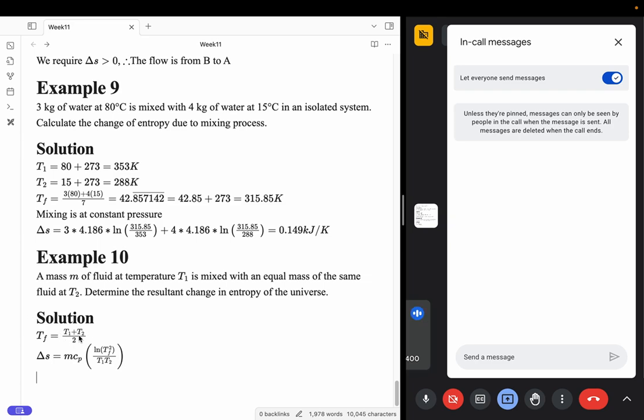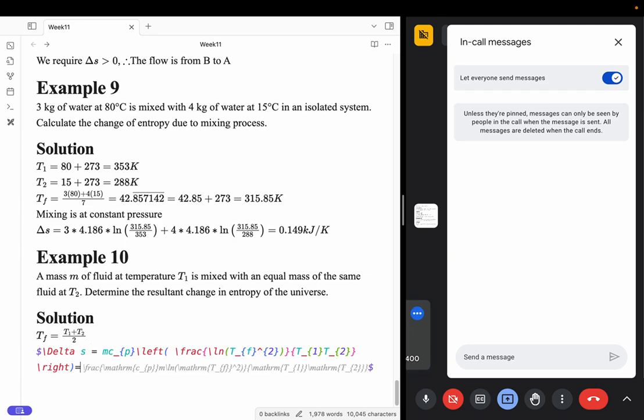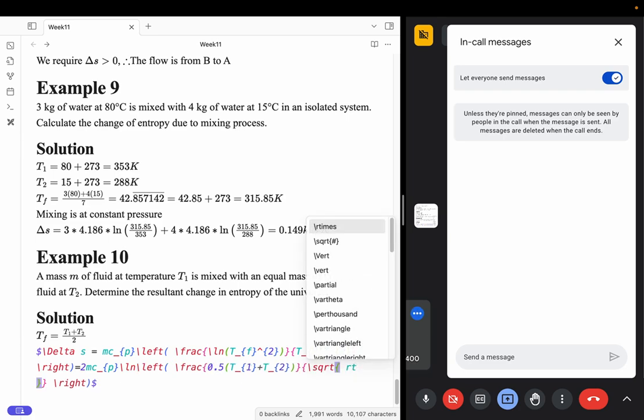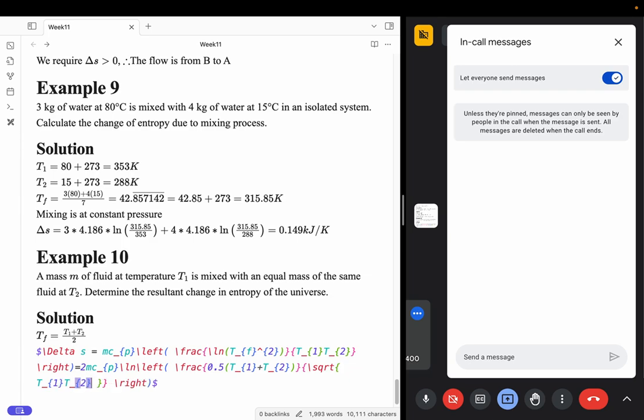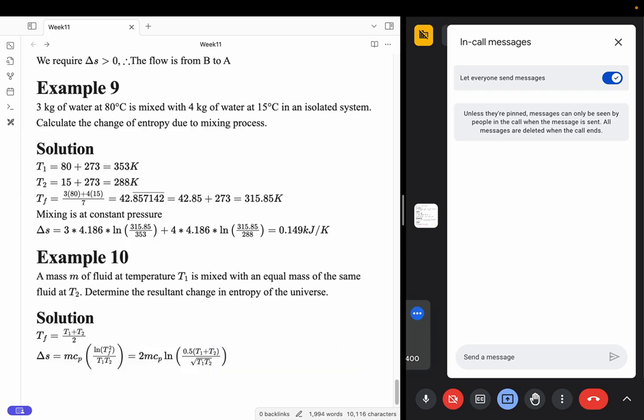Then you can directly substitute this (T1 plus T2) by 2 here, and you will get the final equation. This is a very straightforward one. So it turns out that the equation comes out as 2mCp ln of 0.5 (T1 plus T2) divided by the square root of T1 T2, something like this. So it's basically the arithmetic mean by the geometric mean.